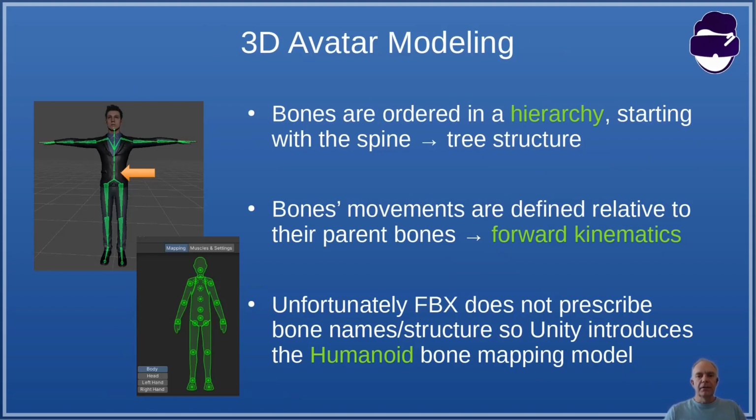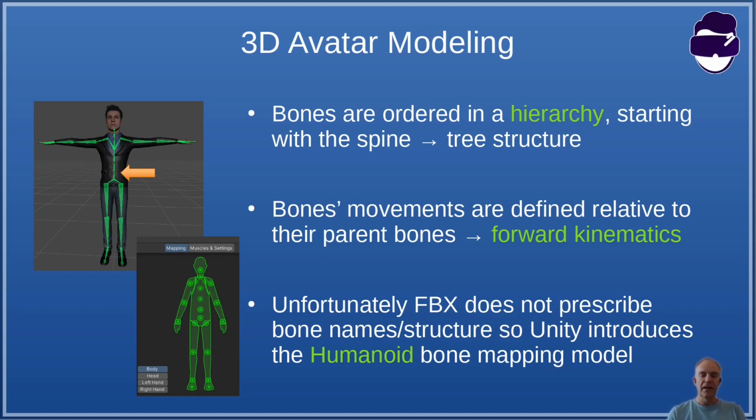So let's look at a 3D avatar. There are bones, right? These bones are ordered in a hierarchy, and they start with the spine, and then they have a tree structure. That means if you move the spine, the whole bone structure moves and your whole avatar moves. The bones' movements are defined relative to their parent bones, and that's what's called forward kinematics. All of these movements and rotations are defined in relationship to each other.